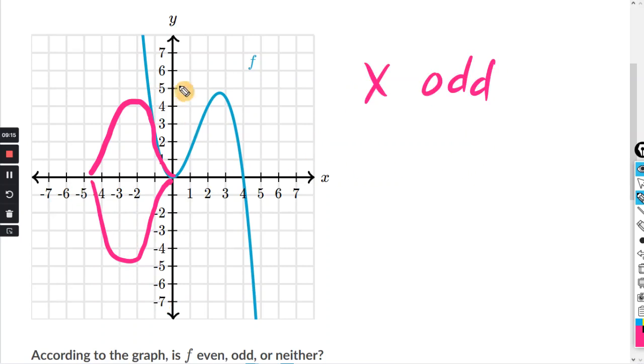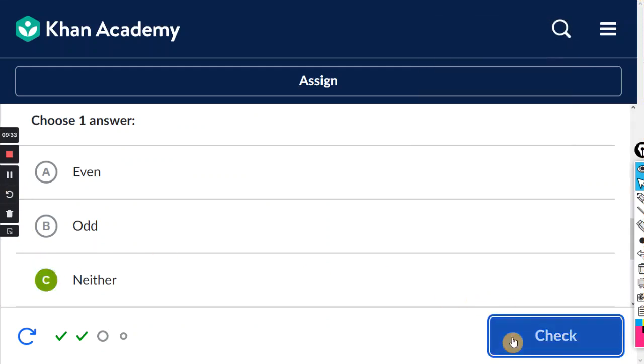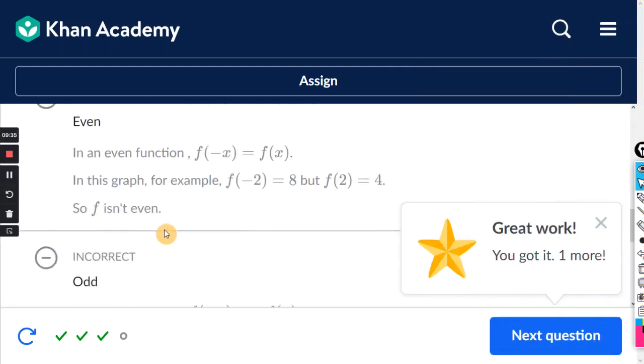Okay, so for even, you reflect it over y. For odd, you reflect it over both. All right, and you can clearly see there's nothing there, so it is neither. All right, answer choice C. All of these, I think, have the same 3 choices.